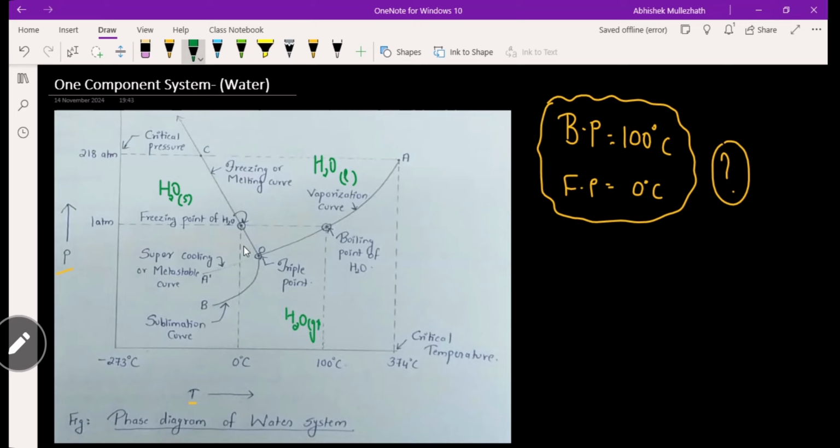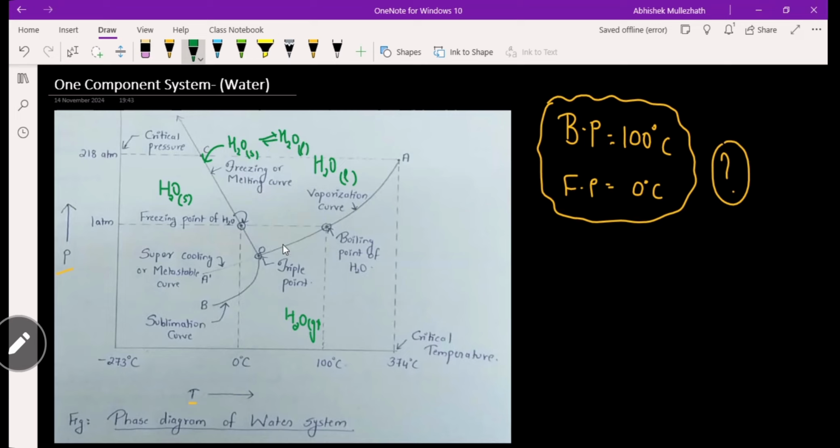Now, if I'm looking into the curve OC, so here this curve separates the solid water and the liquid water, right? So I can say that on this curve, solid water is in equilibrium with liquid water, right? Because solid is getting converted into liquid, or we can say that the liquid is getting converted into solid ice. So the process is known as freezing or melting. Hence, the curve is labeled as freezing curve or melting curve.